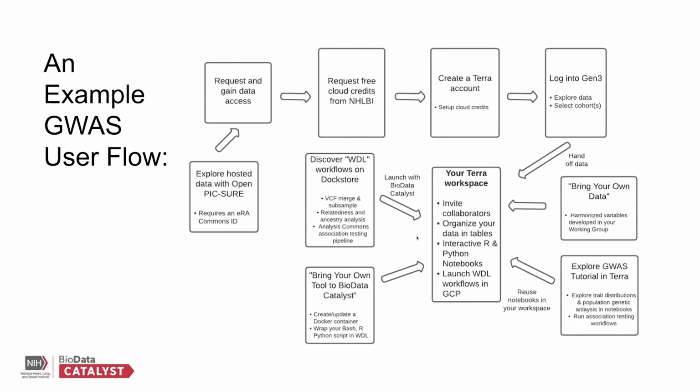But I also want to do some follow-up analysis on some of the outputs of my association tests. So I want to actually bring my own tool into BioData Catalyst, and I can leverage the documentation on that, where I can create and update a Docker container and wrap my Bash or Python script that I've been using locally in the WDL language, and then launch it from Dockstore into my Terra workspace. So I hope you can see how all of these services can work together to build a lot of really amazing features that I can use for a GWAS study.